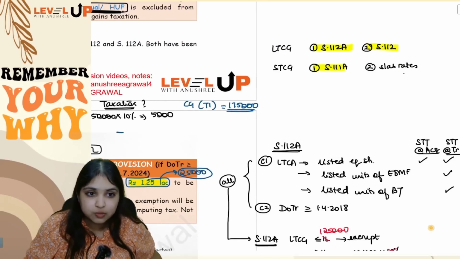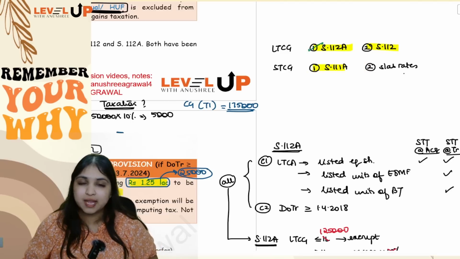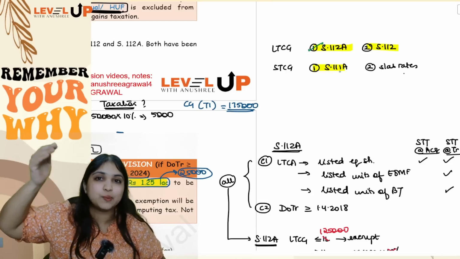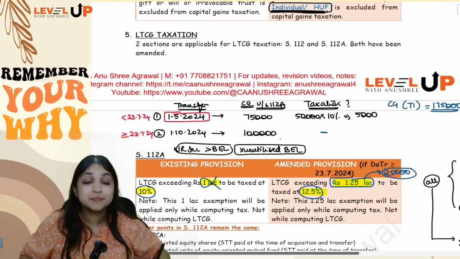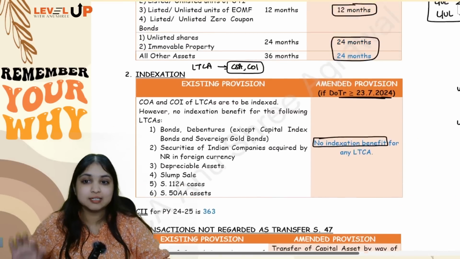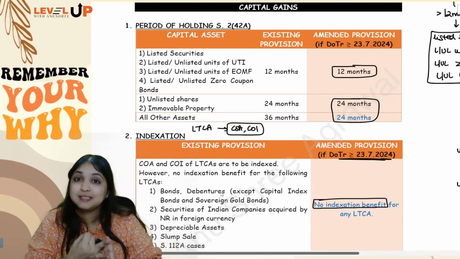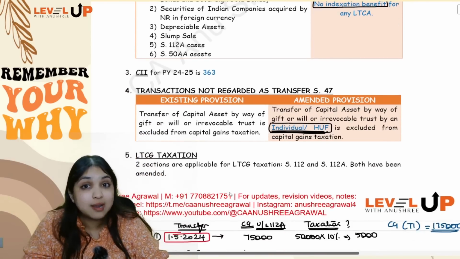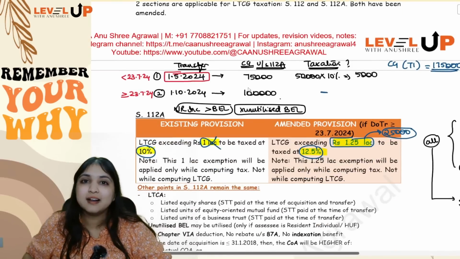So I was telling you that all these 3 sections have been amended. 112A we have covered. In 112A, 1 lakh exemption has been increased to 1,25,000. Tax rate has been increased from 10% to 12.5%. Okay. As we learn the new amendments, don't keep forgetting the old provisions that we learned. So first of all, I told you over here, period of holding, only 2 we have, 12 months, 24 months. Then no indexation benefit. Then gift and will, not a transfer, only if assessee is individual HUF. And then 112A we learned.